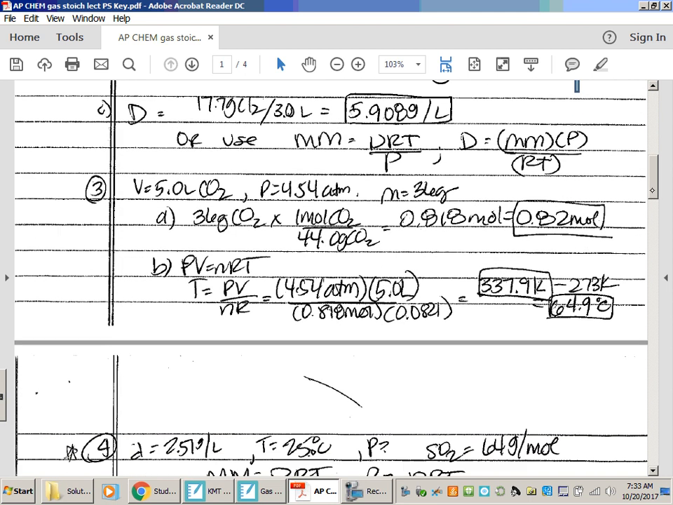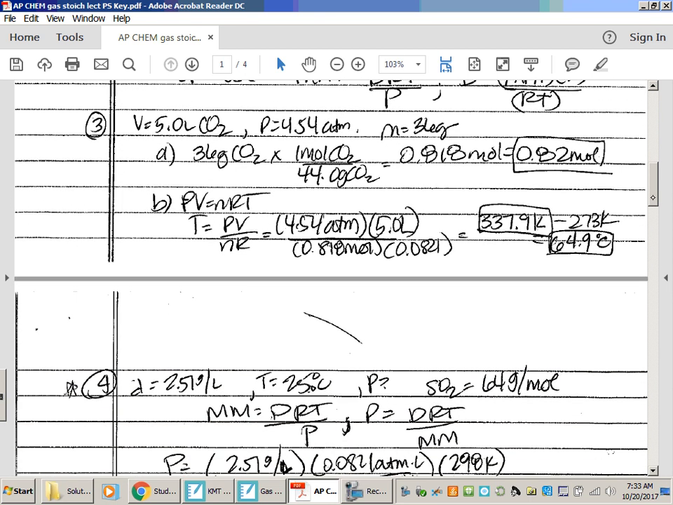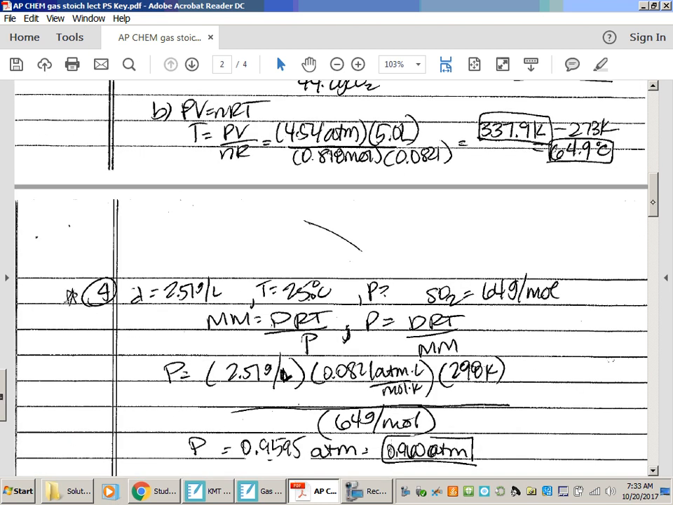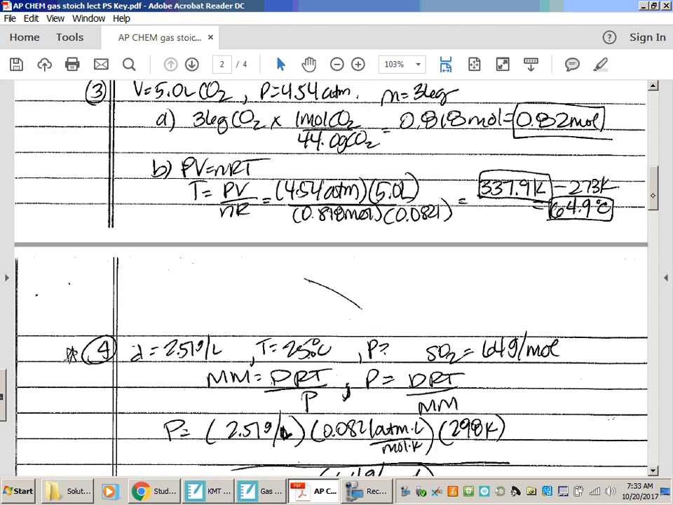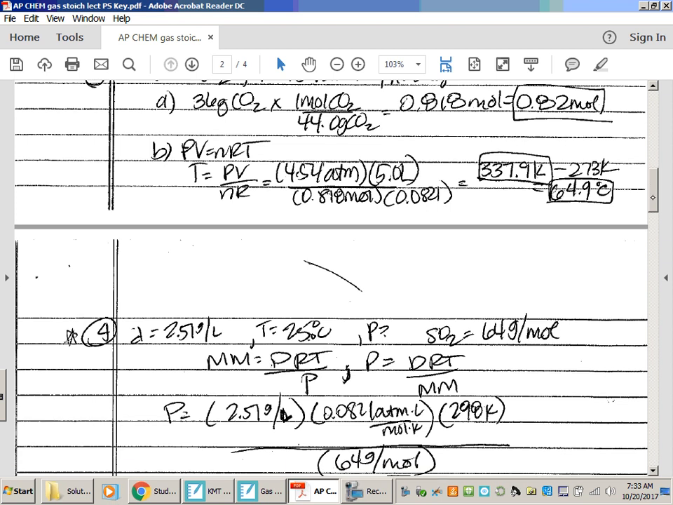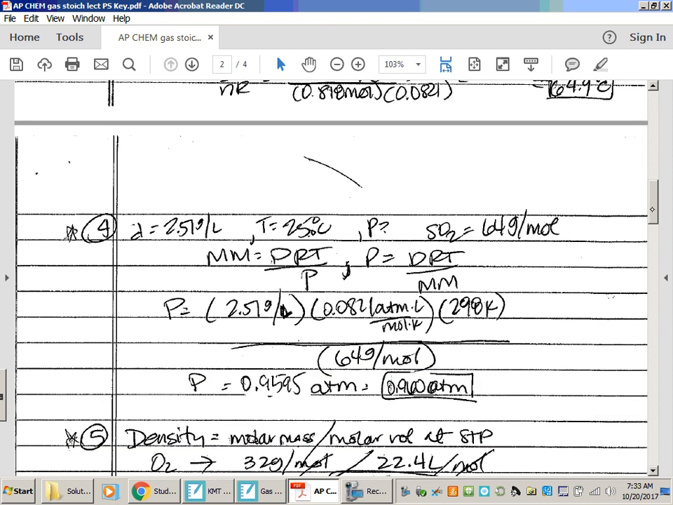Okay, so that's not going to work. We're going to do this. 3, so remember, story can either come first or second. In this case, it's coming first. So we took our grams of carbon dioxide to moles. We got 0.82 moles. Plug that into the ideal gas law, and then take our temperature, which in Kelvin is about 337.9 Kelvin. Subtract 273 to get 64.9 degrees Celsius. Thumbs up? Questions? You guys speak now, guys. Okay, I'll do a break in a second.